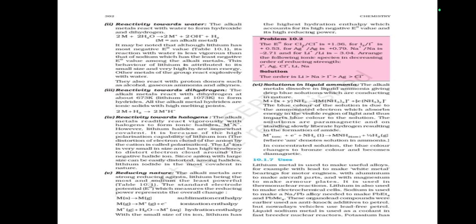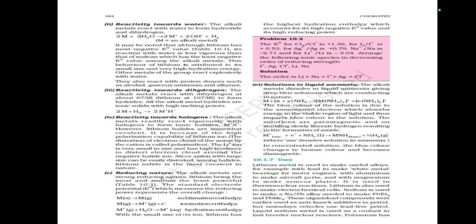All the alkali metal hydrides are ionic solids with high melting points. Reactivity towards halogens: the alkali metals readily react vigorously with halogens to form ionic halides, M positive, X negative. However, lithium halides are somewhat covalent.